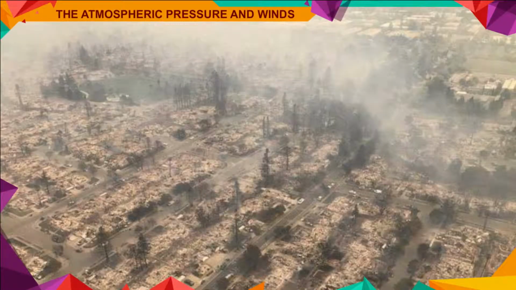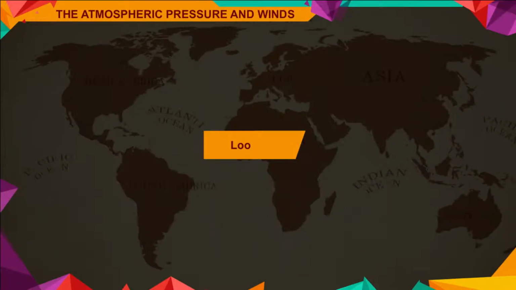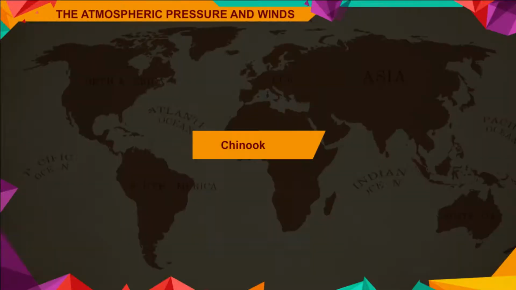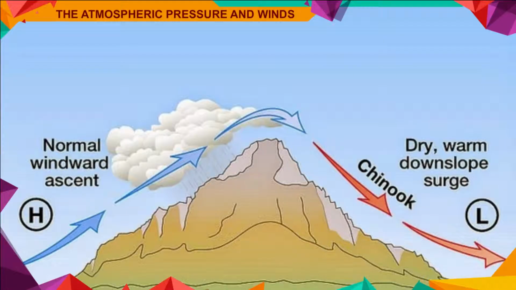Local winds. Some winds with special characteristics blow over limited areas and have local significance. They have different names in different parts of the world. Loo. It is a hot and dry wind which blows over the plains of North India during summers. Chinook. It is a warm and dry wind which blows over the eastern side of the Rocky Mountains in North America. It is also known as snow eater.